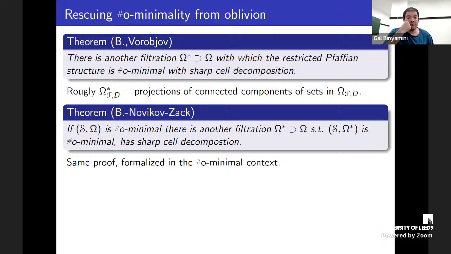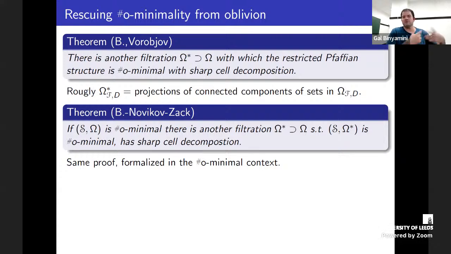And together with Novikov and Benny Zack, we repeated this argument for a general sharply o-minimal structure. We show that if you have a sharply o-minimal structure, then there is another, bigger filtration, omega star, defined in roughly the same way, such that with this new filtration, your structure is still sharply o-minimal, but it does have sharp cell decomposition. So basically, you are always allowed to assume without loss of generality that your structure does have sharp cell decomposition.